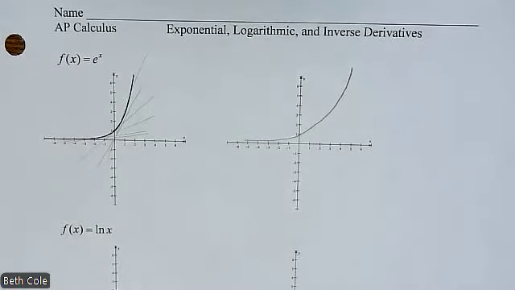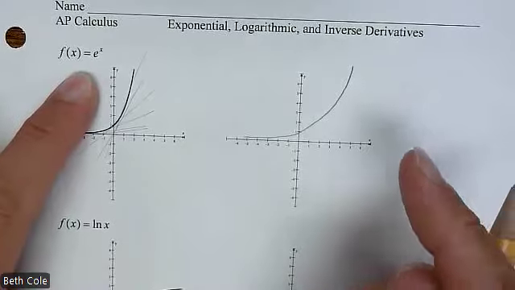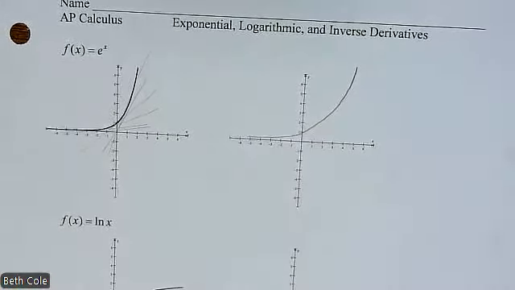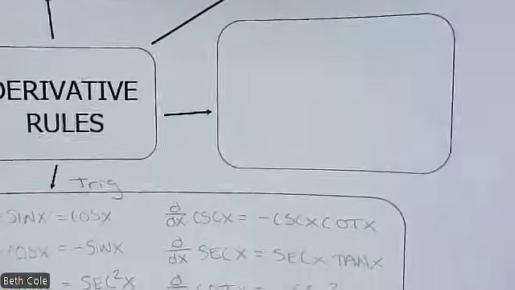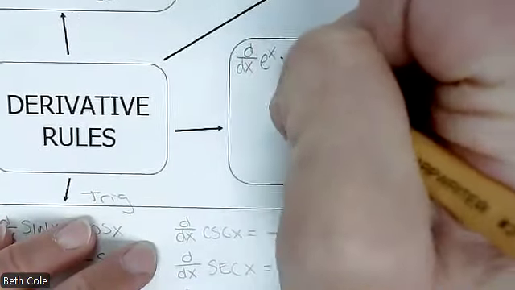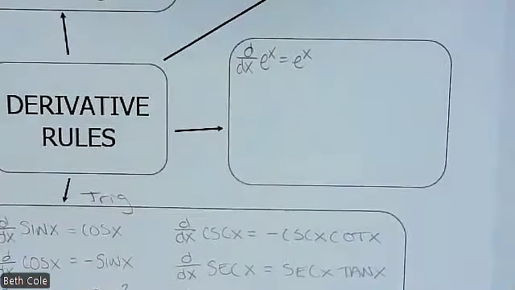I actually taught you this one already. The derivative of e to the x is e to the x. Okay, so we're going to go to our bubble sheet. Pick one of your bubbles that's left. Doesn't really matter which one. The derivative of e to the x is e to the x.